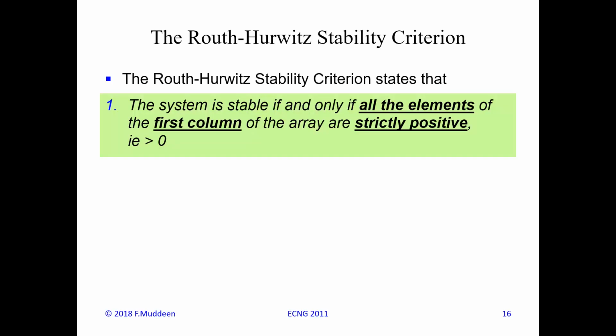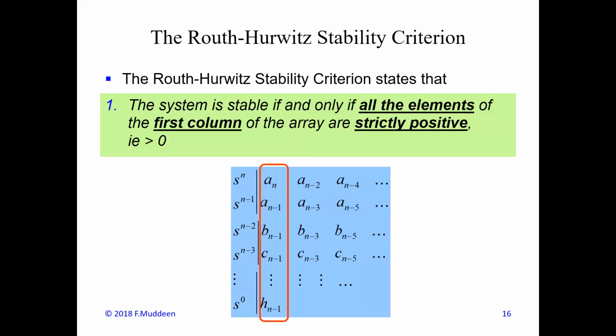Now, for stability, all the elements in the first column must be positive in order for the system to be stable. So all these coefficients here in the first column must be positive. If any one is negative, that means our system here is unstable.